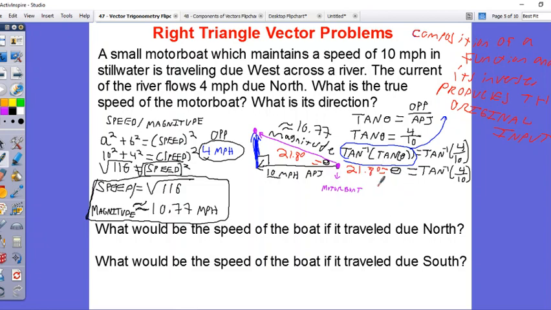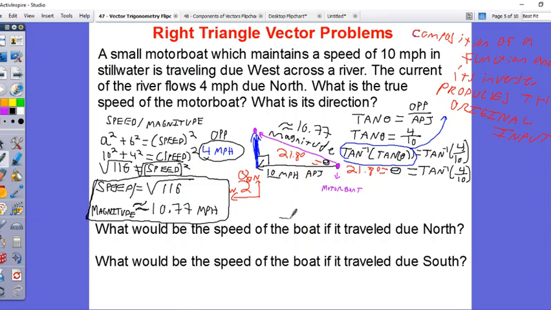But we're not done yet because we need to find the direction. And notice we're moving west and north. And when you're moving northwest, you're in quadrant 2. Quadrant 2 angles are in between 90 and 180. 21.8 is not in between 90 and 180. So that's our reference angle of our triangle. If we're actually looking at the angle of our triangle, we can find it by doing 180 minus 21.8.